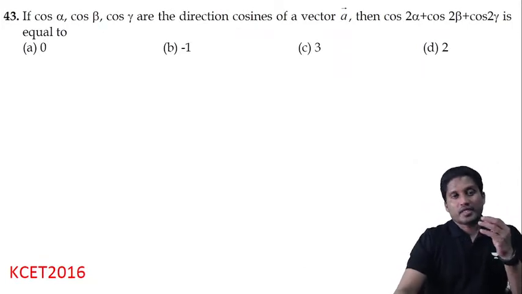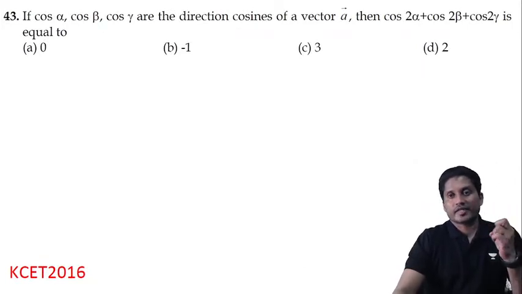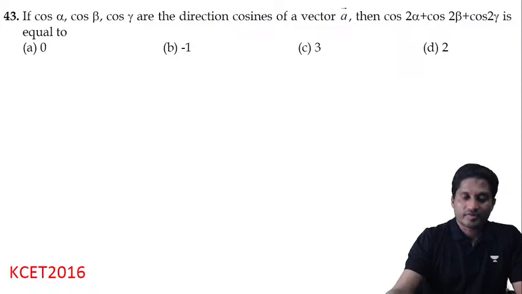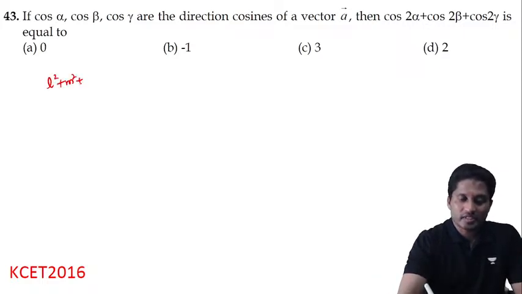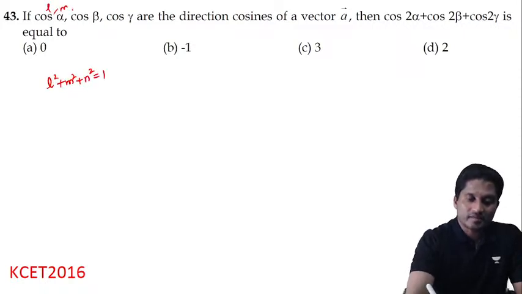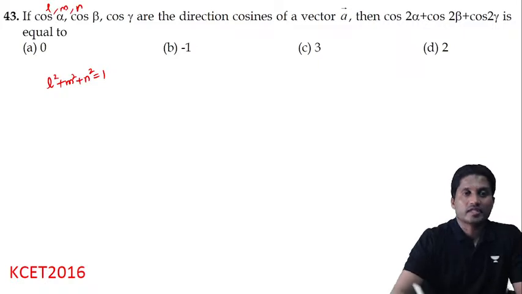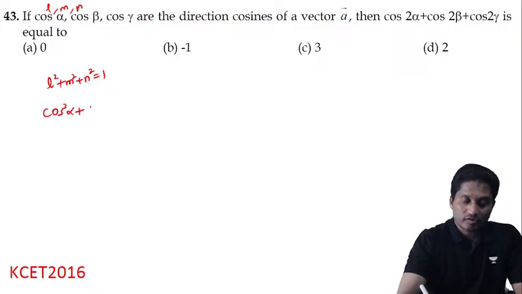Cos alpha, cos beta, cos gamma are the direction cosines of vector A. Right, we know that if they are direction cosines, then l square plus m square plus n square is always equal to 1. So this is l, this is m, this is n, the direction cosines. It means that cos square alpha plus cos square beta plus cos square gamma is equal to 1.